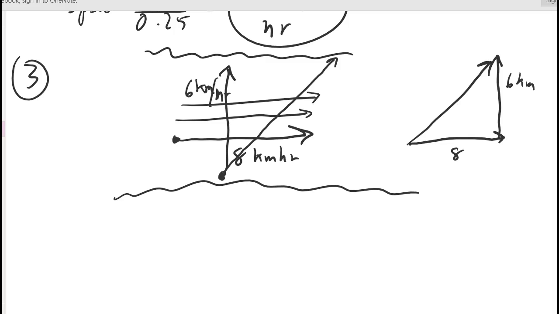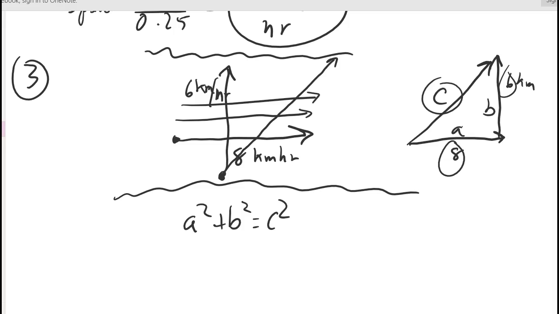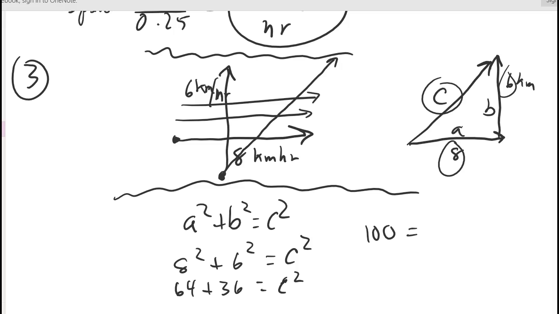So you have 8 and 6. And this comes back again to our Pythagorean theorem, where we have a squared plus b squared equals c squared. So in this case, we have a, b, and c, and we want to know what c is. So a squared would be 8 squared, b squared would be 6 squared, equals c squared. Well, this would be 64 plus 36 equals c squared, and that would mean we have 100 equals c squared.